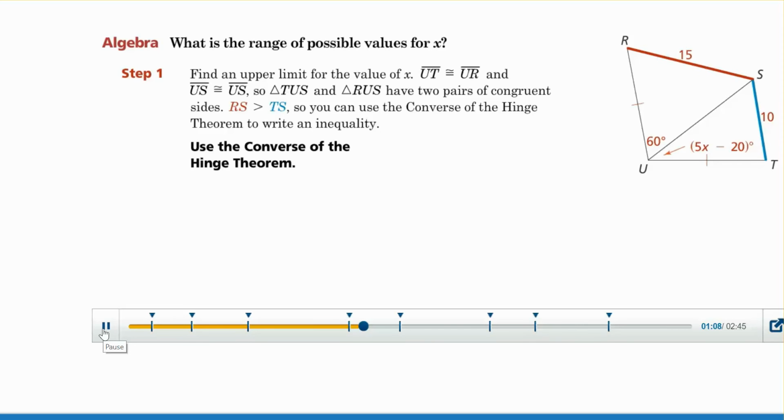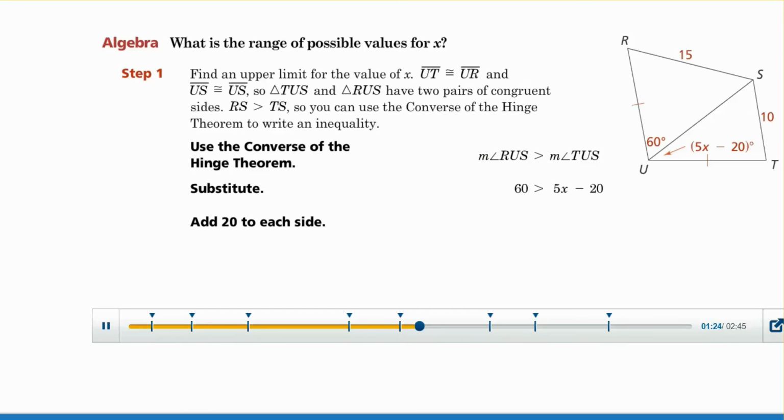Use the converse of the hinge theorem. Substitute. Add 20 to each side of the inequality. Divide each side of the inequality by 5.